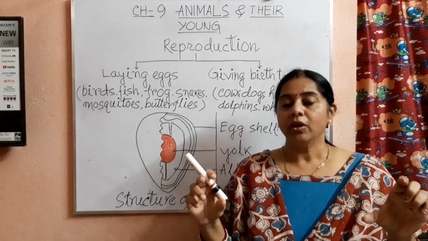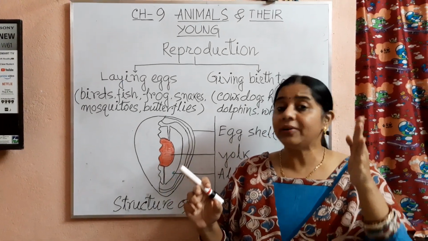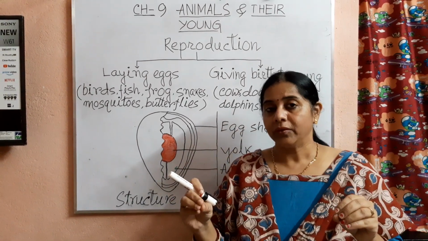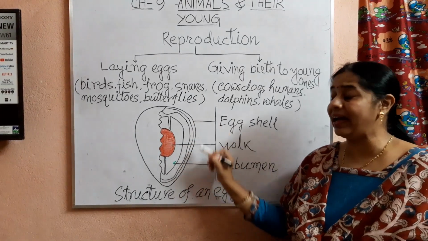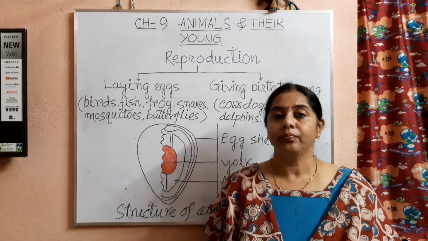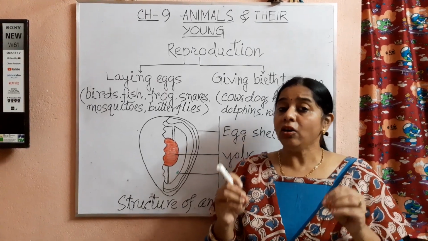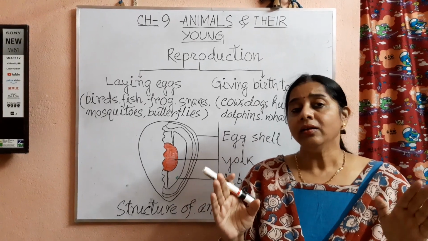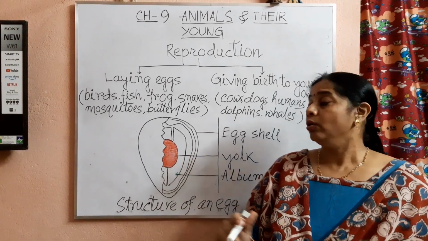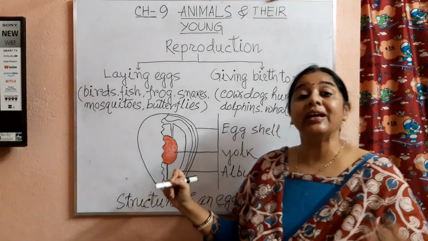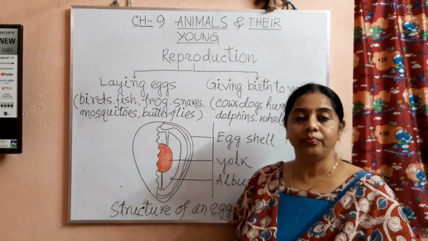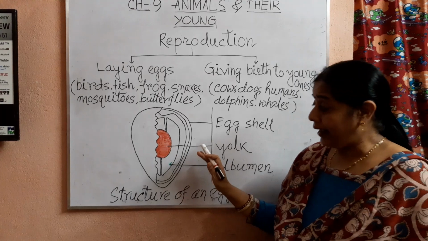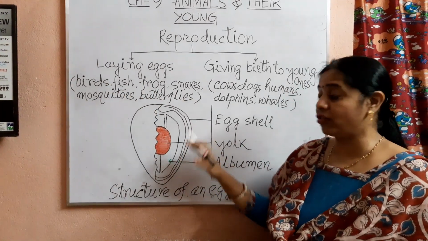The time period from the first day after laying the egg up to a matured baby which comes out by breaking the eggshell is known as life cycle. Children, in all eggs, these stages of development happen as the embryo becomes an adult and comes out. Understood? So this is all about the egg-laying animal, that is the bird, and the structure of an egg.